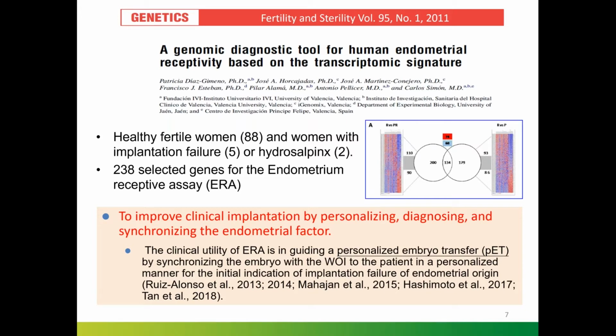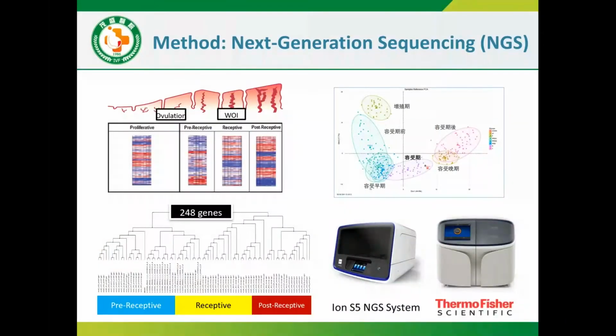Previous published reports show the clinical utility of ERA. It guides a personalized embryo transfer by synchronizing the embryo with the implantation window of the patient in a personalized manner, for the initial indication of implantation failure of endometrial origin. Now you can see that endometrial receptivity was detected by the NGS method. They analyzed 248 genes' expression and defined the status of the endometrium.